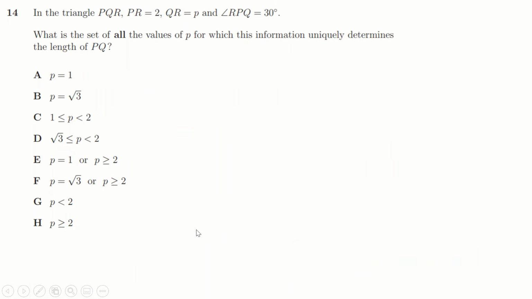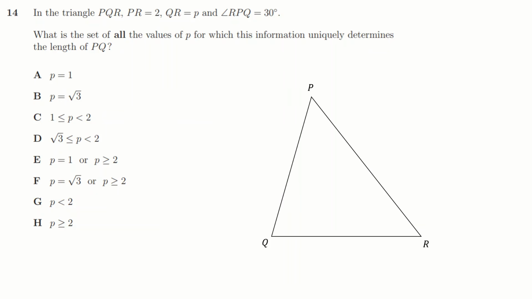Question number 14. So triangle PQR, draw it every single time they talk about a shape. PR is 2, QR is P, and this angle is 30. And they're asking me about values of P for which uniquely determine this. So I'm asking whether this is unique. Now, if you search in my channel, I actually have a game show for this very type of question where I ask whether or not a triangle is unique. So yeah, I'd recommend you go find that. It's a fantastic video, if I do say so myself.